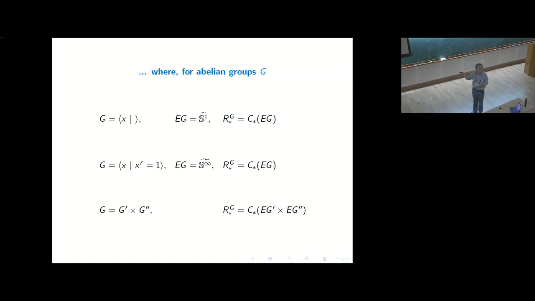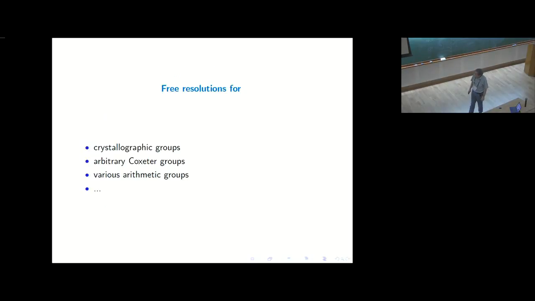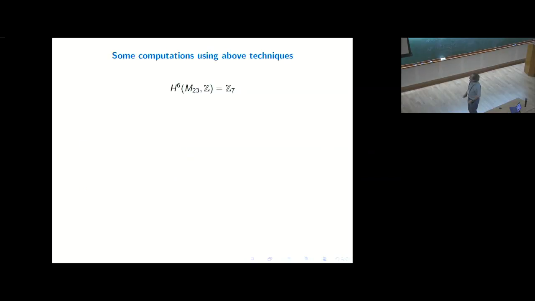It's standard to write down a free resolution for an abelian group. And using that technique, you can work out, providing your computer is big enough, cohomology for crystallographic groups. They don't have to act freely because you do know in that case that the stabilizers of any cell will be finite. Arbitrary Coxeter groups, infinite, finite, work in this way because you can build something called a Coxeter complex, and every stabilizer is itself a Coxeter group, so you can work recursively, and various arithmetic groups.